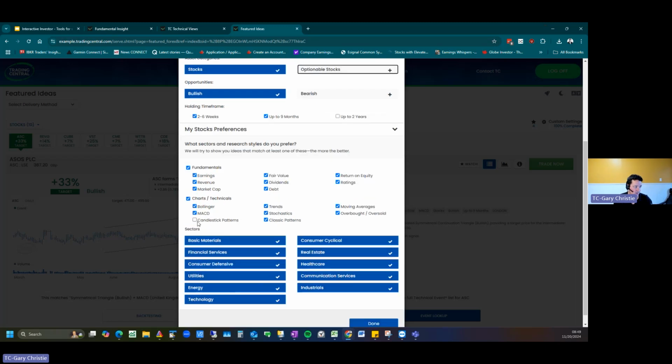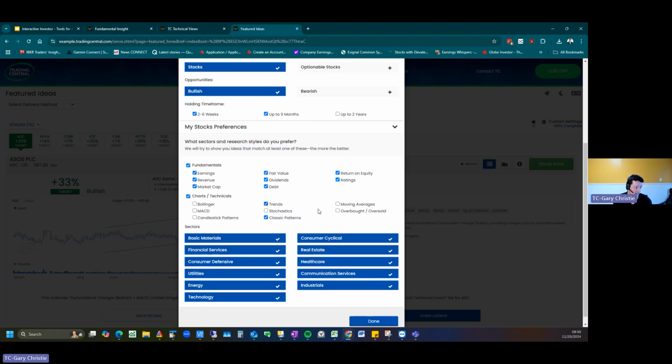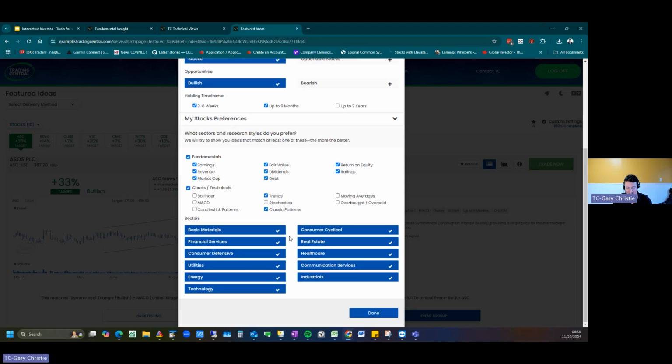And the technicals. I can add technical classic patterns. I can have candlesticks. I activated pretty much all of them here. And just for fun, I'll take some off. I'll get trends. I'll keep it to classic patterns and see if we get any interesting ideas. And then you can also select the sectors at the end. I have them all selected. This is a quick filter.